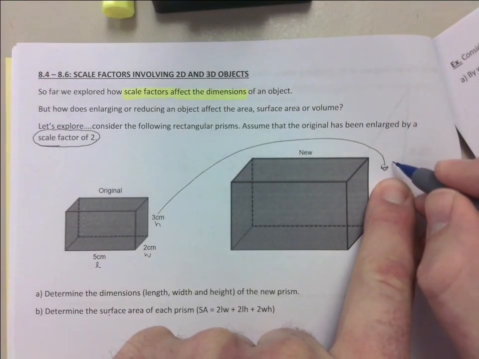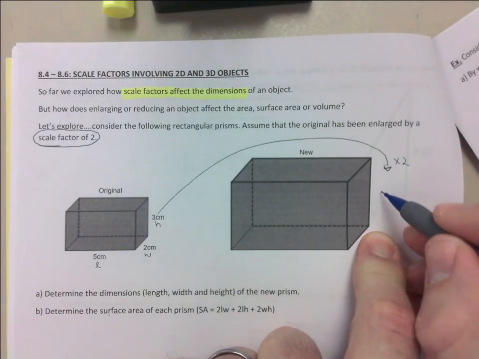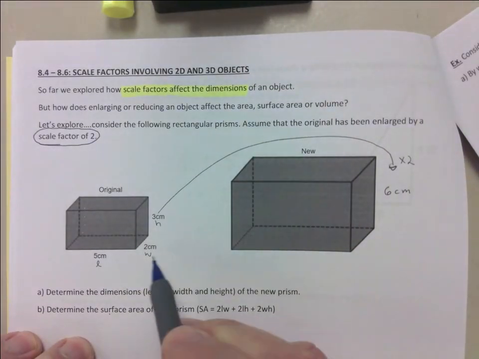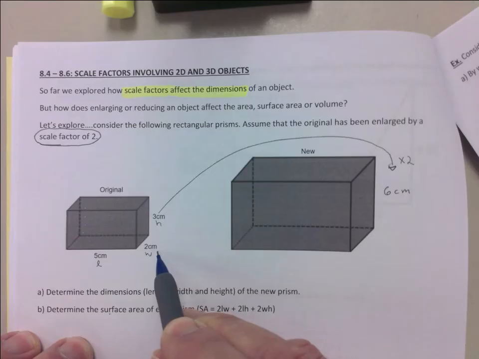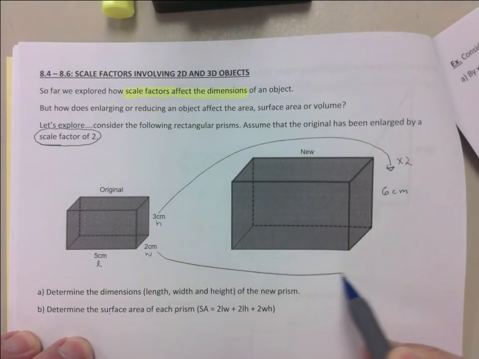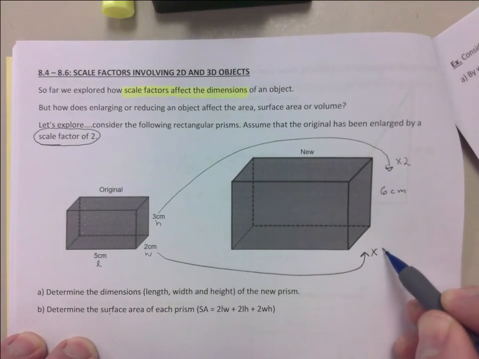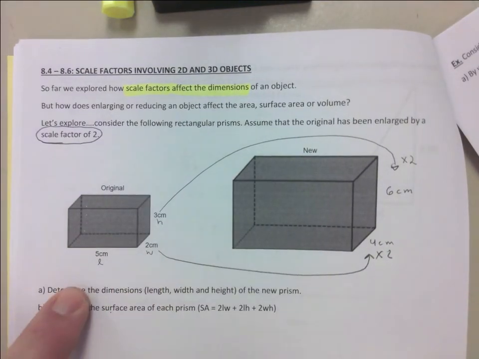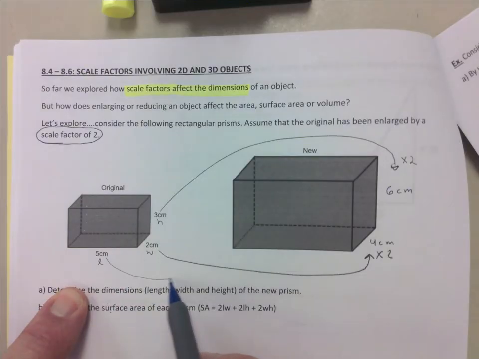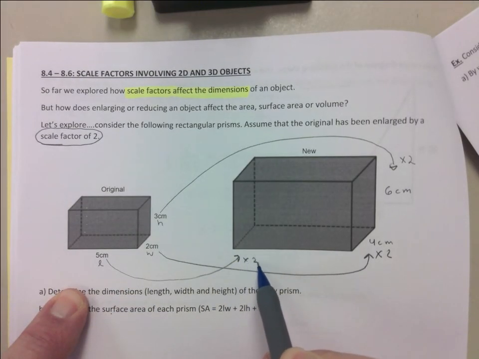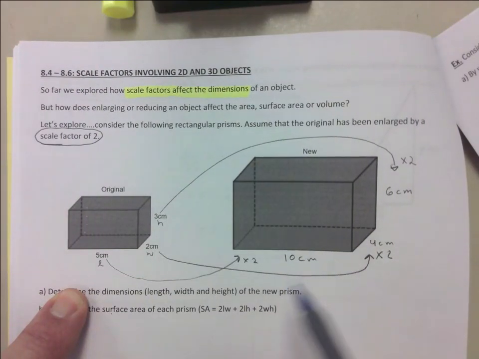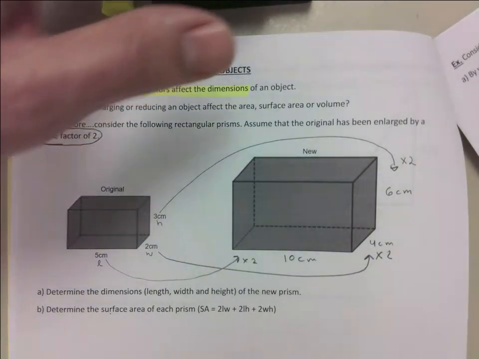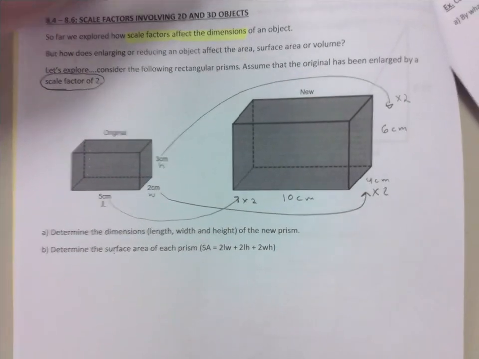okay, times 2 to get 6 centimeters. We're going to multiply this times 2, so the width, to get 4 centimeters. And we're going to multiply the length times 2 to get 10 centimeters. So our new box measures 10 by 4 by 6. Okay, that's what happens when we use a scale factor.